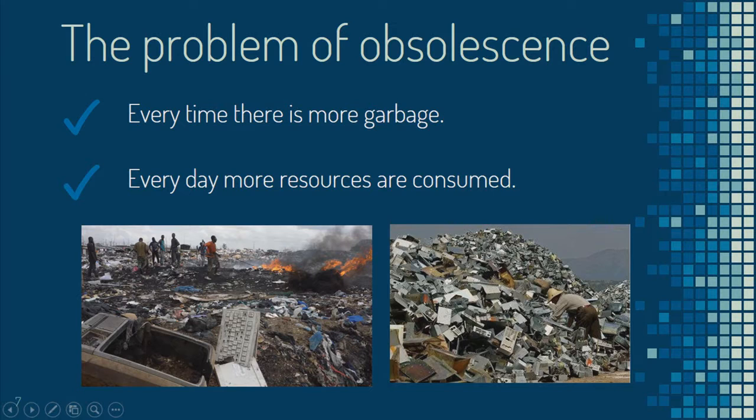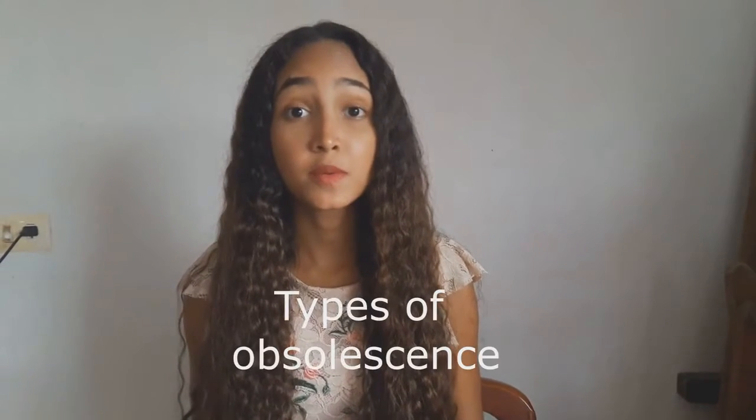The problem of obsolescence. The extension of obsolescence has two consequences. One, every time there is more garbage, and two, every day more resources are consumed. In short, products that last a lifetime exist but don't interest. Types of obsolescence. In addition to the programmed one, there are obsolescence by fashion, and obsolescence of electrical and electronic components. Most of the advantages of programmed obsolescence are economic, and the disadvantages are losses of natural resources and the real problem, the management of the pollution created by disposable products.